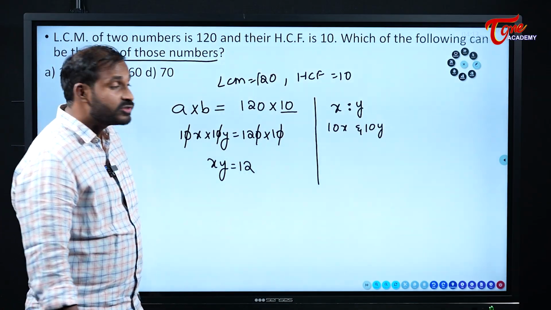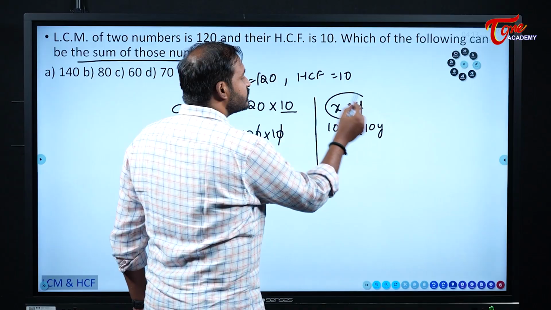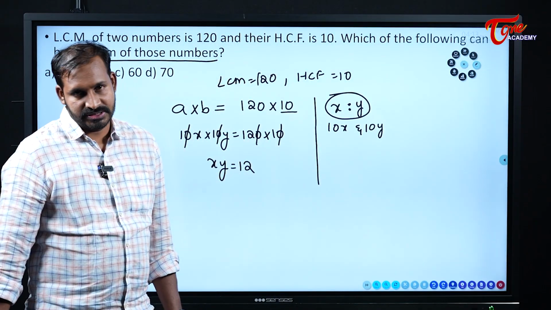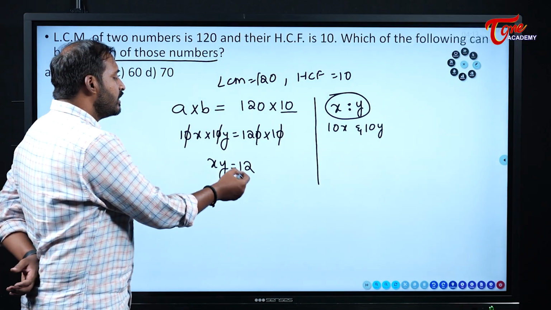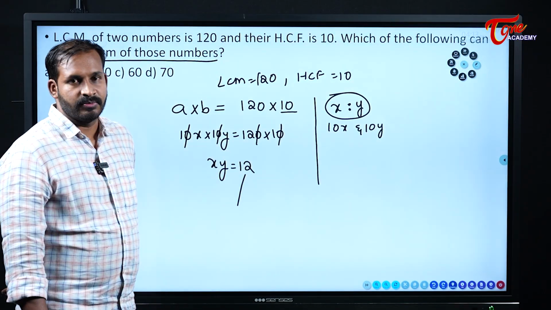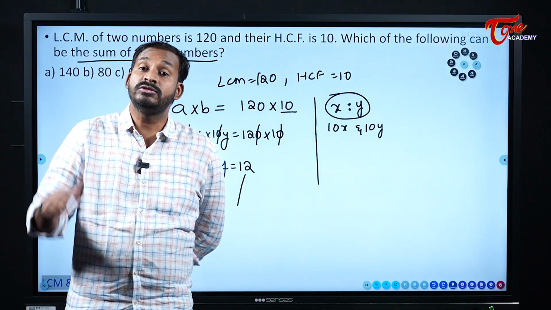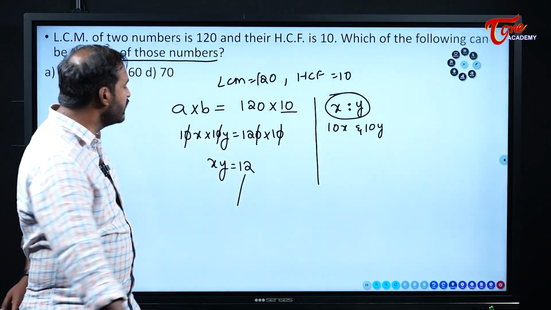And we also know that the numbers in the ratios will always be what? Co-primes. The numbers in the ratios will always be co-primes. Now tell me, which two numbers' product should be 12 and those two numbers should be co-primes. Tell me how many pairs I can write?